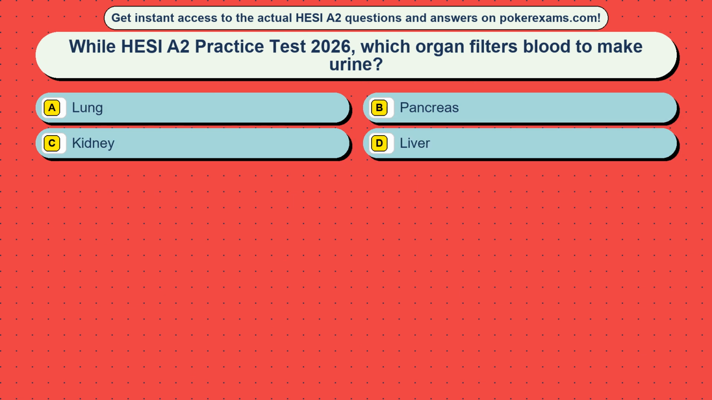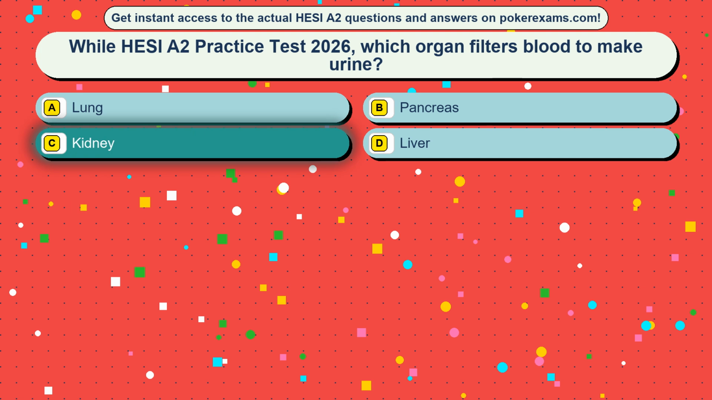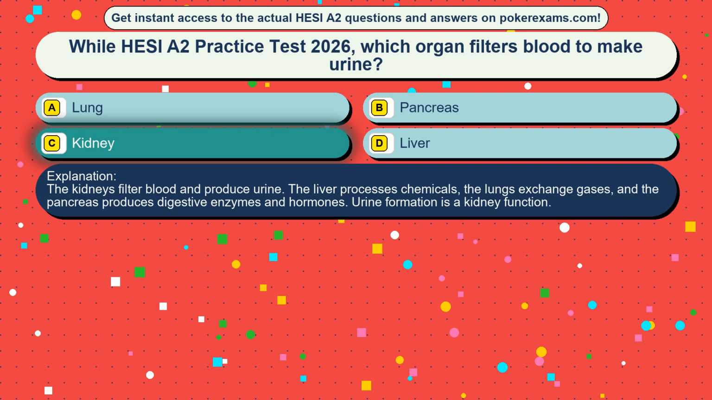Question 27. HESI A2 Practice Test 2026, which organ filters blood to make urine? Option A, lung, option B, pancreas, option C, kidney, option D, liver. The correct answer is option C, kidney. The kidneys filter blood and produce urine. The liver processes chemicals, the lungs exchange gases, and the pancreas produces digestive enzymes and hormones. Urine formation is a kidney function.